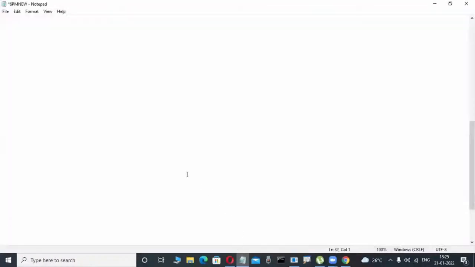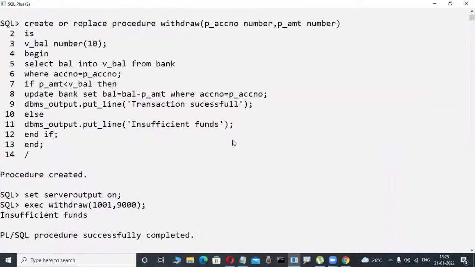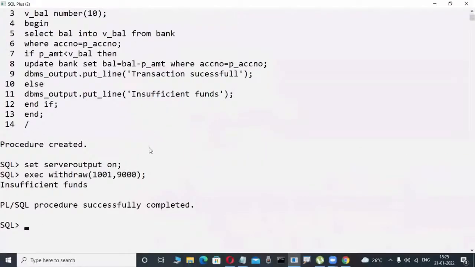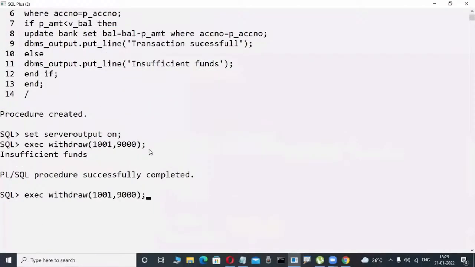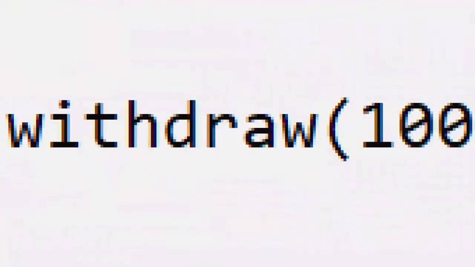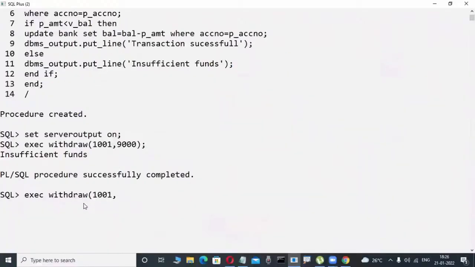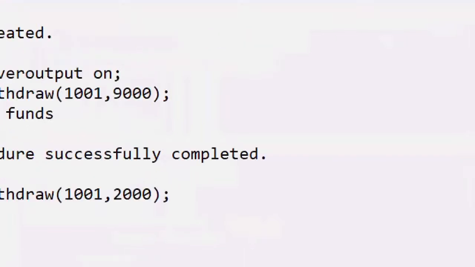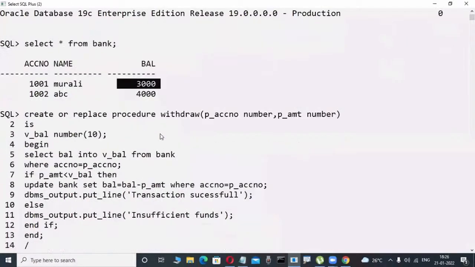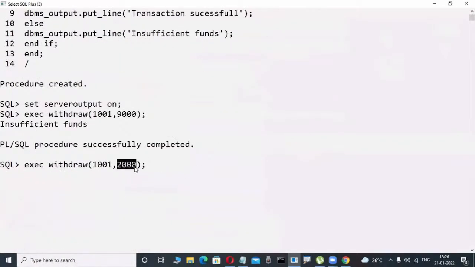Suppose now, check another case. OTP validation and all those things are the same. For example, in this case my balance is 3,000. Now I try to withdraw 2,000 rupees. 1001 is my account number. I try to execute withdraw again, the procedure. Now I try to withdraw 2,000 rupees. Possible? Possible. Why? Because my balance is 3,000, but I try to withdraw only 2,000.